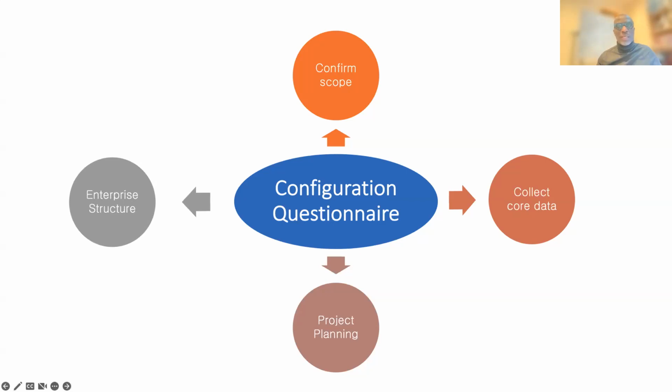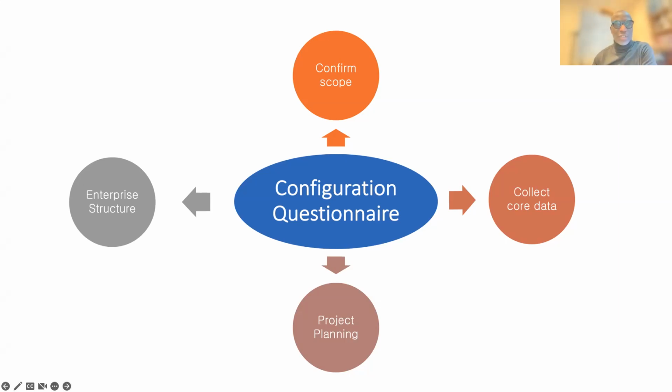One of the key things you want to get out of this configuration questionnaire or discovery workshop is the confirmation of the enterprise structure. The enterprise structure shouldn't change that much during the project. It's very rare that you'll get the enterprise structure changing. And if that's the case, then you need to be aware of what changes are coming into the business very early on before you continue your build.